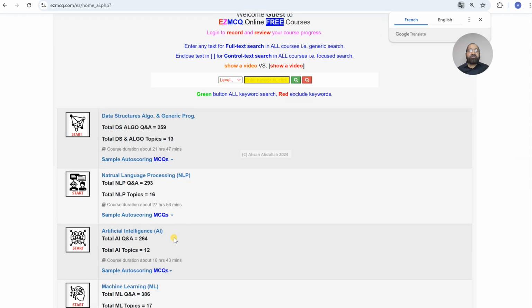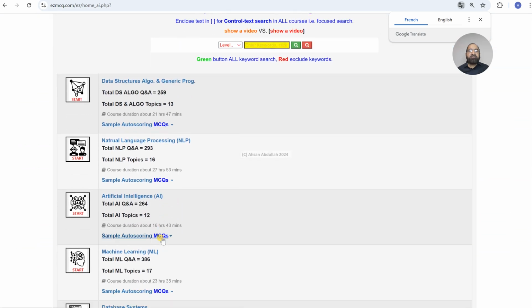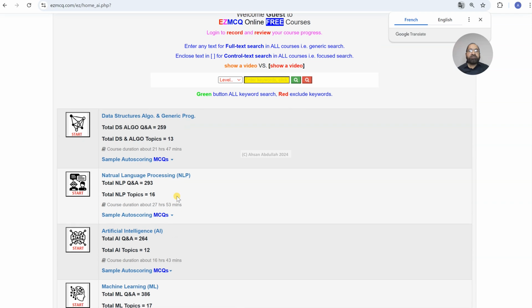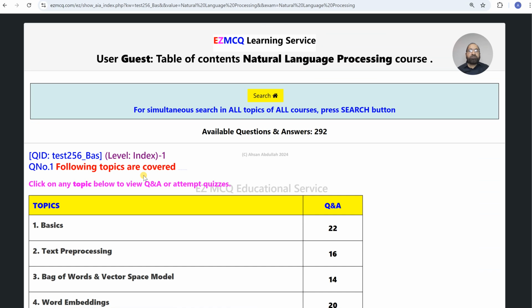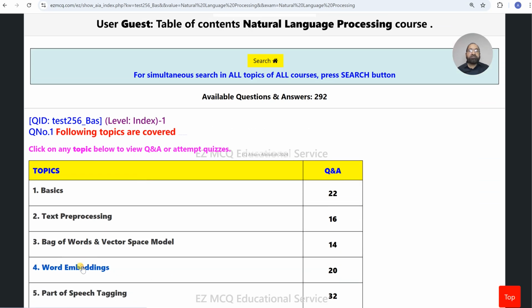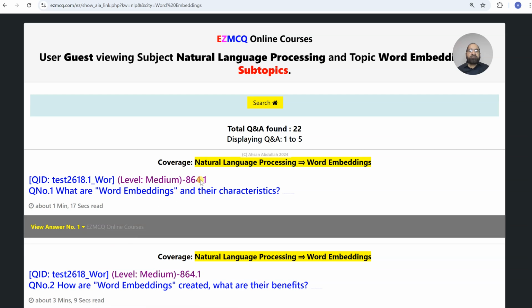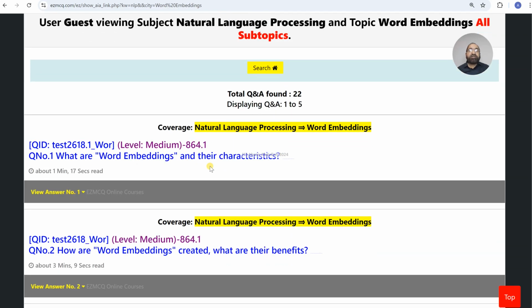You can see that there are quite a few cutting edge courses here. In addition to natural language processing, we have machine learning, artificial intelligence, and core computer science courses. So let's move on to the course of our interest, natural language processing, and then the topic of our interest, word embeddings. Topic 4 consists of 22 questions and answers. So what is word embedding and what are its characteristics?